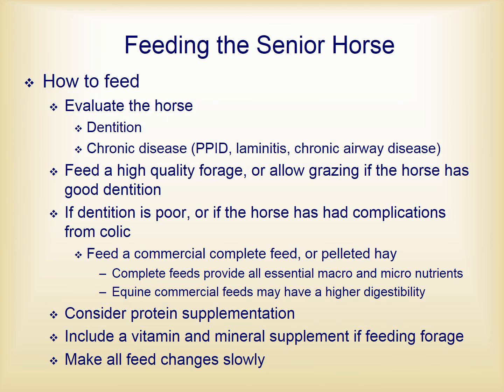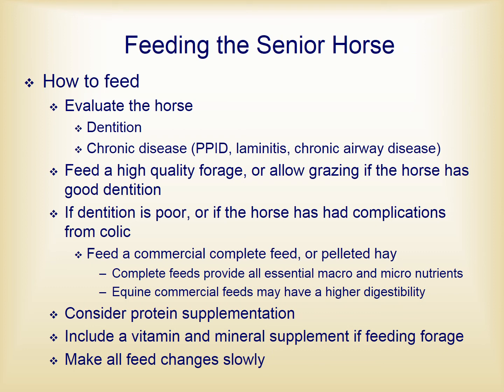So how should we feed our senior horses? As always, we want to take a look at the horse first. With senior horses in our evaluation, we really focus on dentition, as well as trying to identify any chronic disease in the animal. Problems with PPID, laminitis, and chronic airway disease may all be issues in which nutritional management could be beneficial if done properly. We want to make sure our senior horses are fed a high quality forage that's highly digestible. Grazing is ideal if the horse has good dentition.